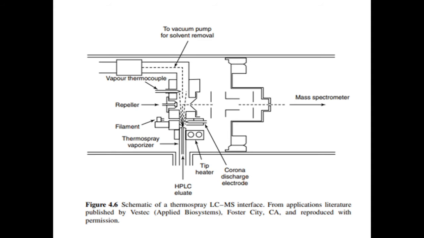Slightly downstream of the end of the capillary, there is usually to be found a filament and/or a discharge electrode, which provide secondary methods of ionization, while opposite or slightly downstream of the sampling cone is a repeller or retarding electrode. Their use will be described in more detail later on.